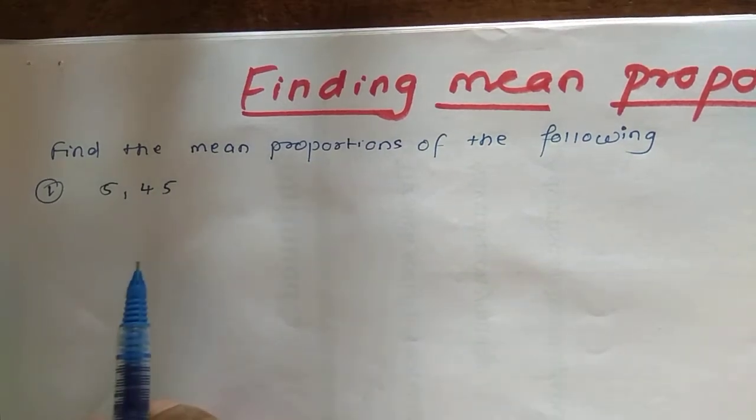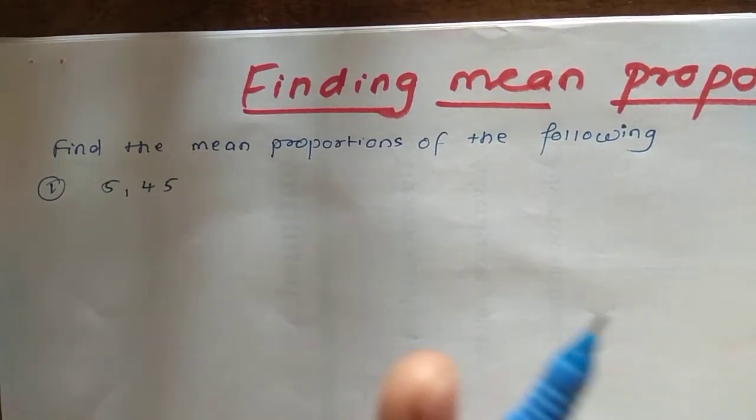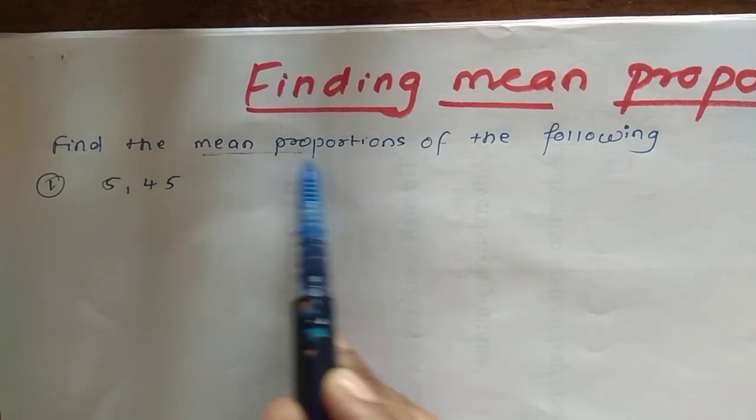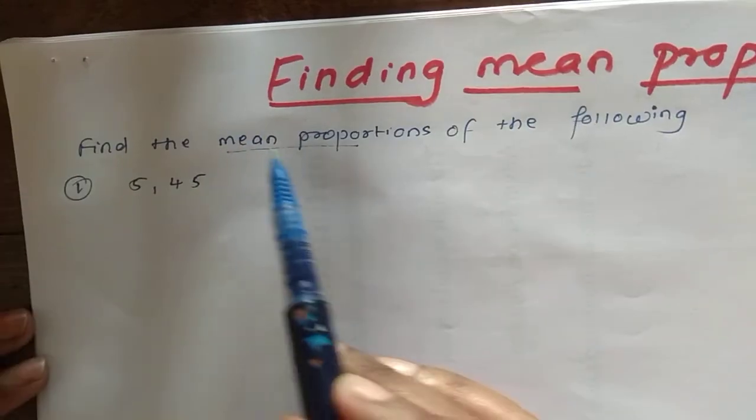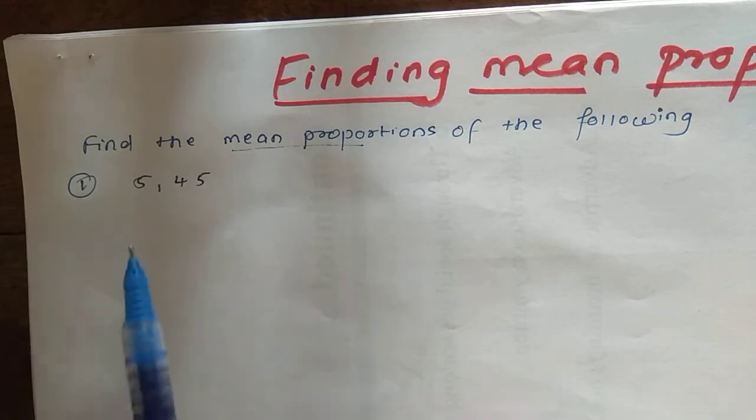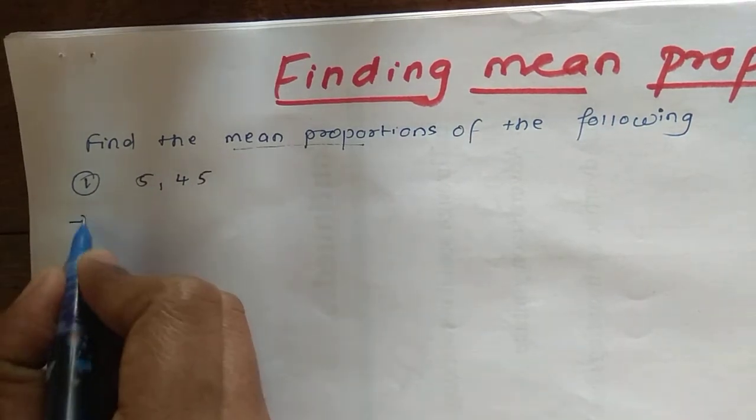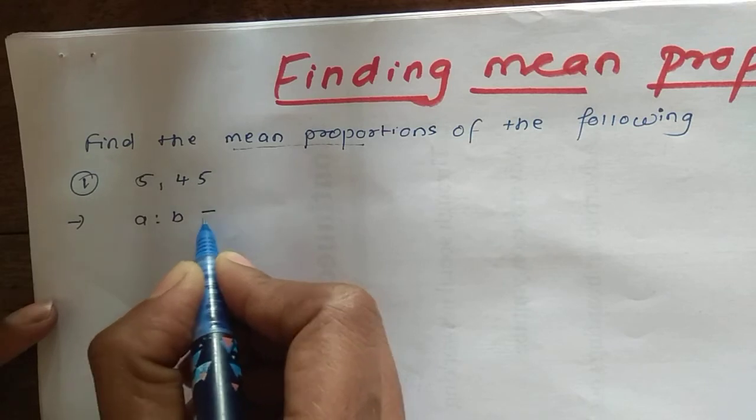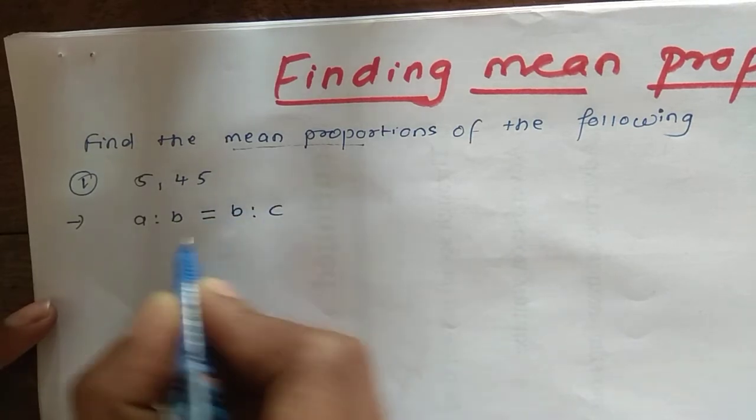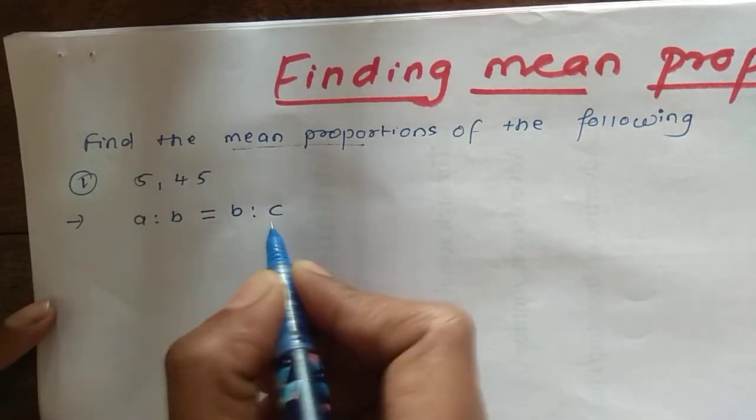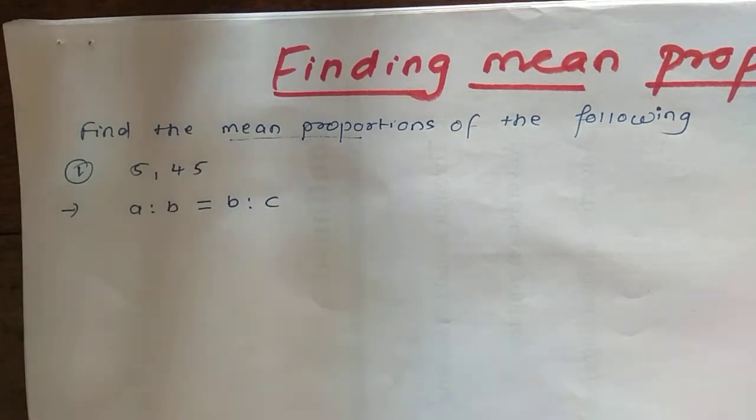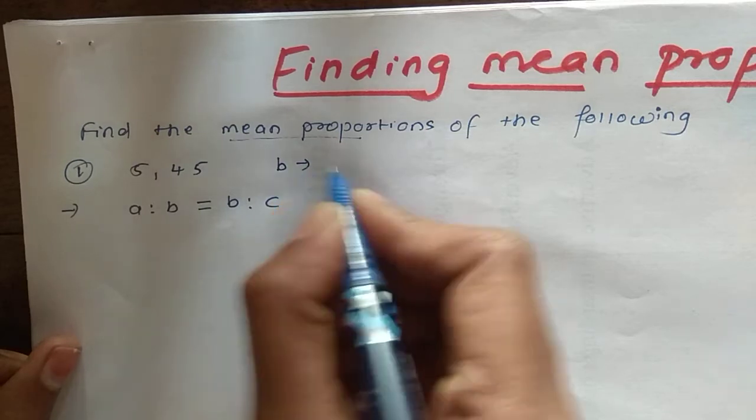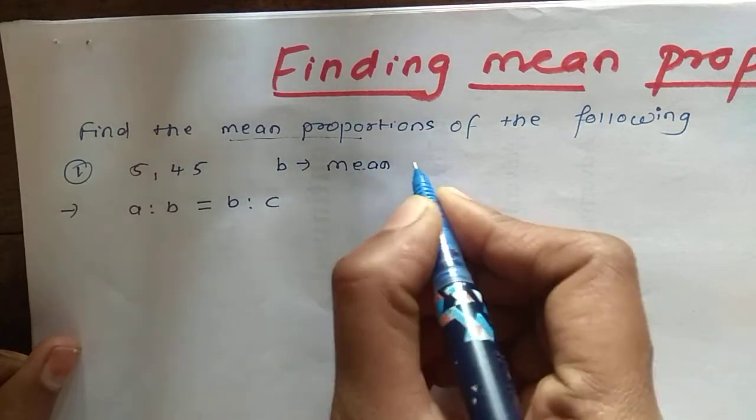As we know, in proportion we will have 4 terms, correct? But here only 2 terms are given and we are asked to find the mean proportion. When it is asked to find the mean proportion, the middle terms will be the same. So it will be like A is to B is in proportion with B is to C. So the middle terms will be the same here, so no need to take D. You need to find the value of B, and B is the mean proportion.